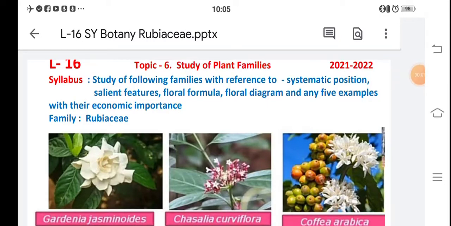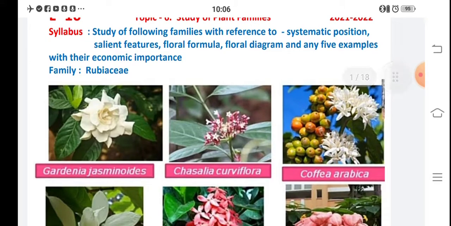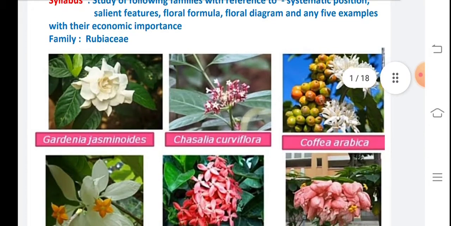Okay, very good morning. So we have seen the two families. First family Anonaceae and family number 3, we have seen directly the Myrtaceae. Now there is a family number 4 from the Gamopetalae. It is the Rubiaceae. Right. So we are studying the families as per their systematic position, salient features, floral formula, floral diagram, and any 5 examples. So you remember these properly.